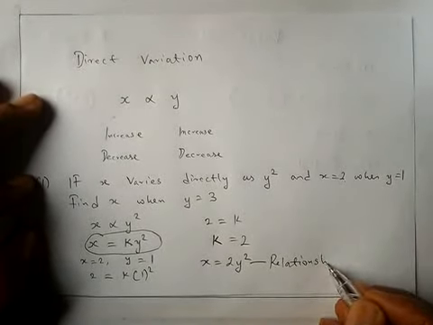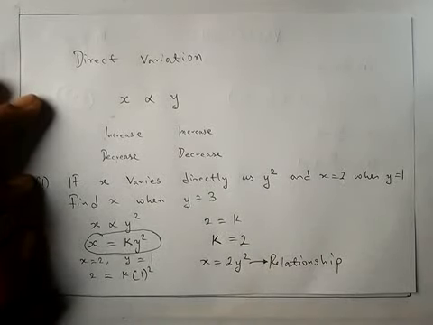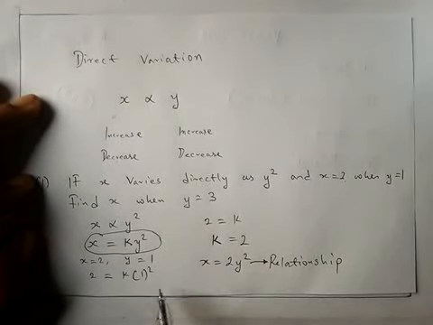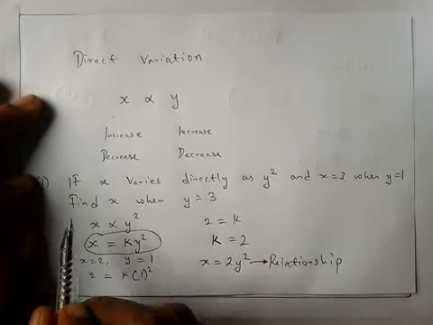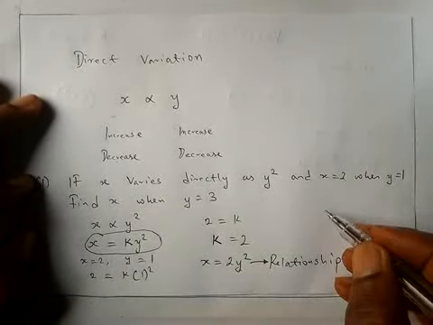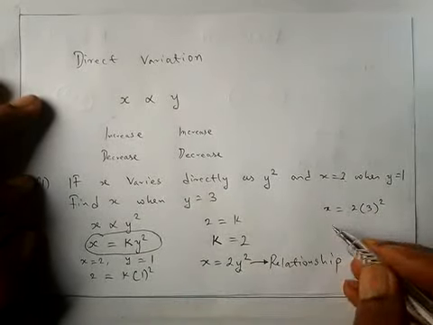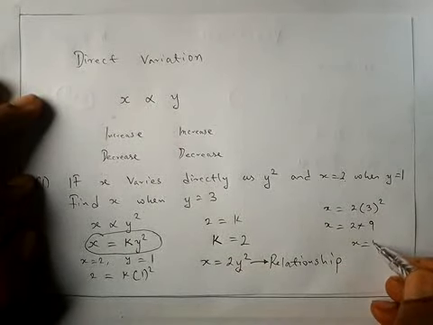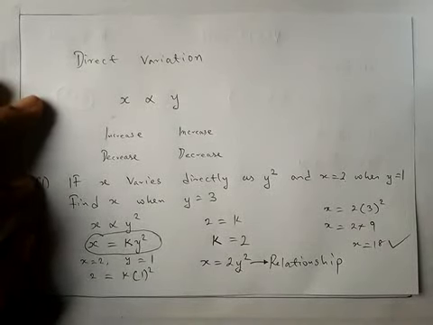We'll call this the relationship because at times you might be told to get the relationship for the variation. With this relationship we can get corresponding values of s when y is given and corresponding values of y when s is given. Like the question is asking us to find s when y is 3. So s will be equal to 2 times 3 squared, because y now is 3. 3 squared is 9, and 2 times 9 is 18, meaning that s is 18 when y is 3.